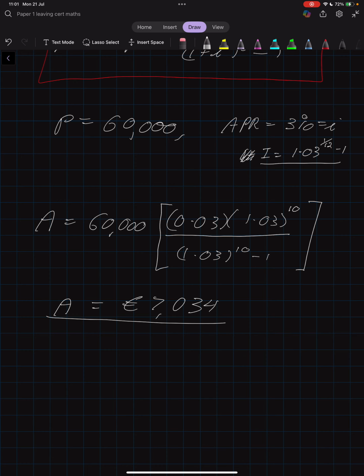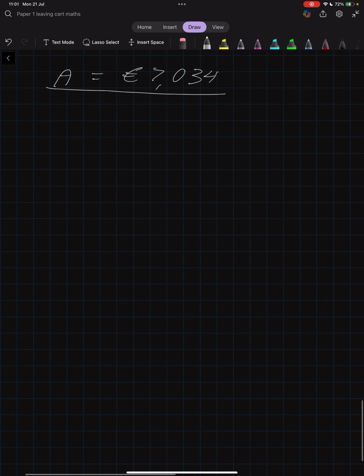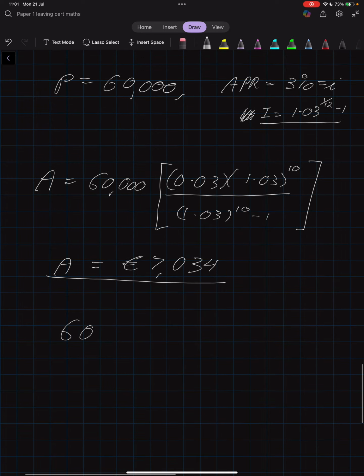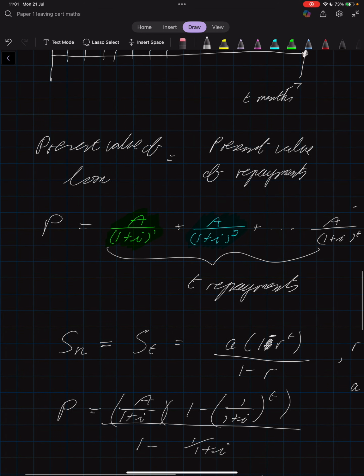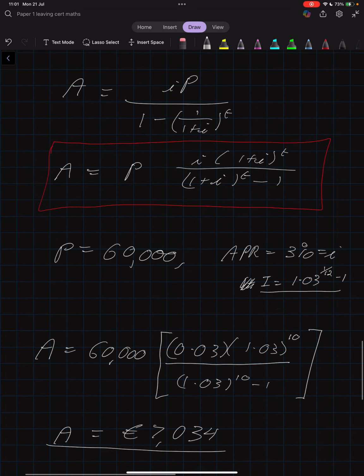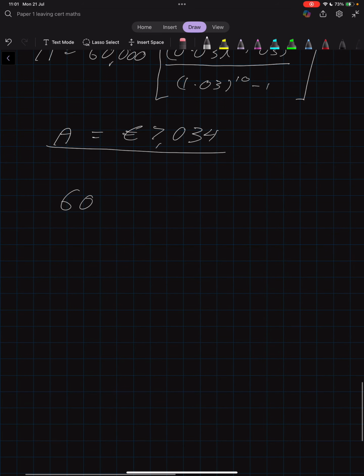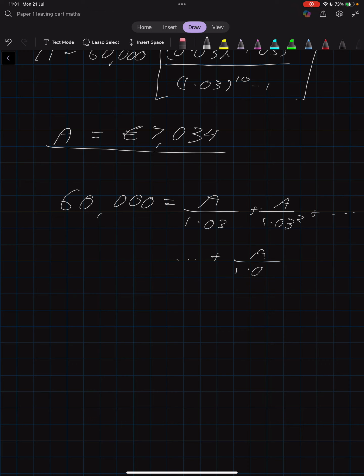Just for clarity, if you did decide to use the present value, go back up to this thing up here, and you wanted to do the geometric series formula, you could absolutely do that. So you could also say 60,000 is equal to A over 1.03 plus A over 1.03 squared plus dot dot dot A over 1.03 to the power of 10. This is 10 because it's for 10 years, so that's the very last one.